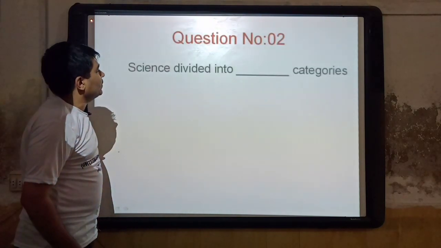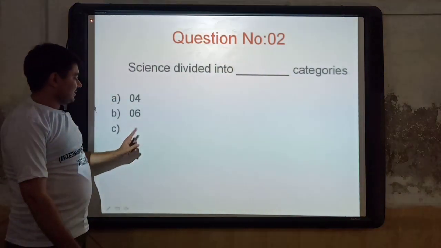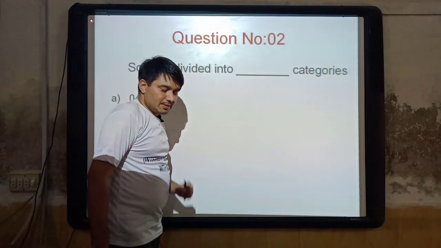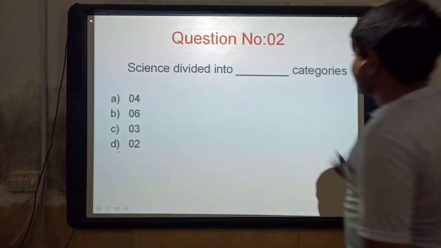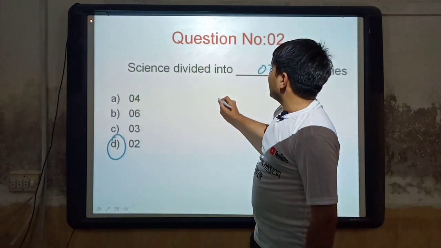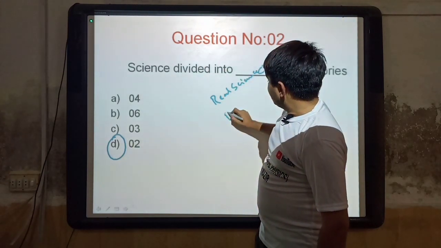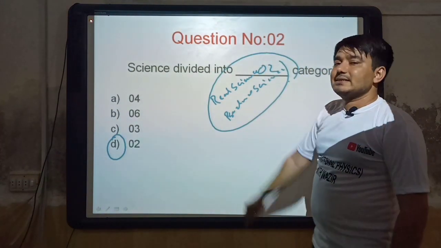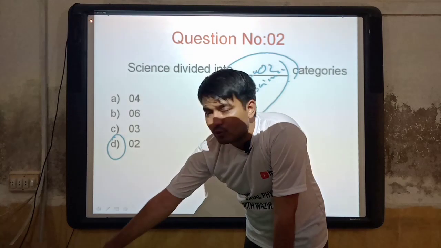Another question for you. Science is divided into dash categories: 4, 6, 3, 2. Think about it. How many categories of science? Yes, you are thinking right. Science is categorized into 2 categories. The correct option is D. Which are they? Real science and pseudoscience.